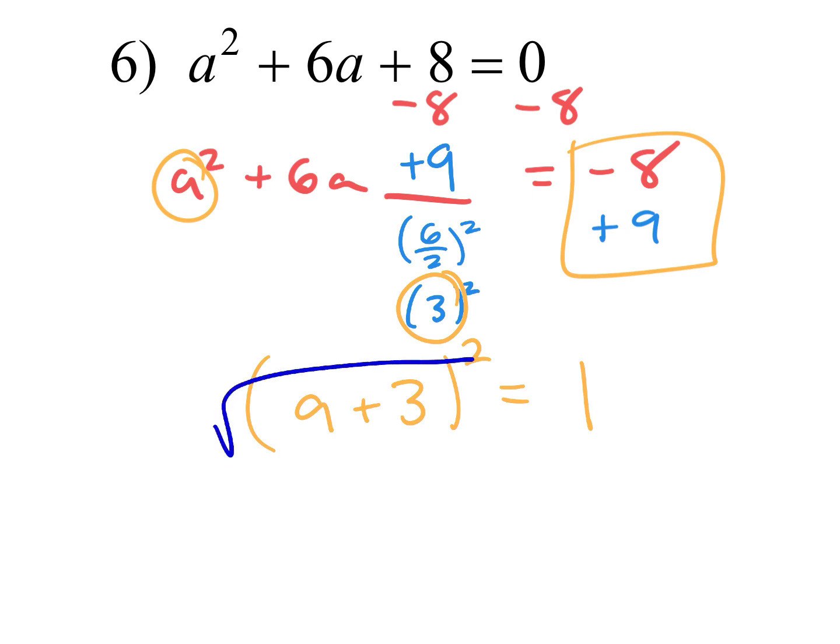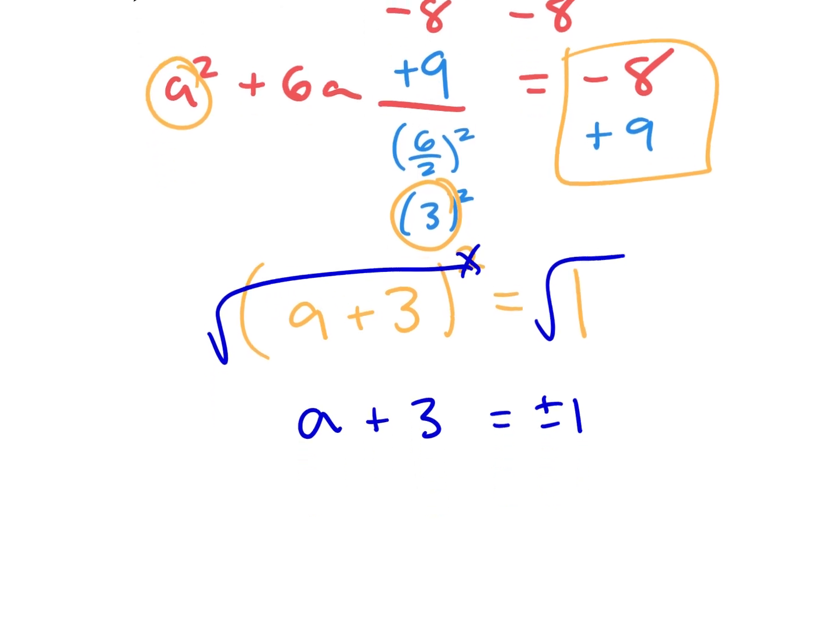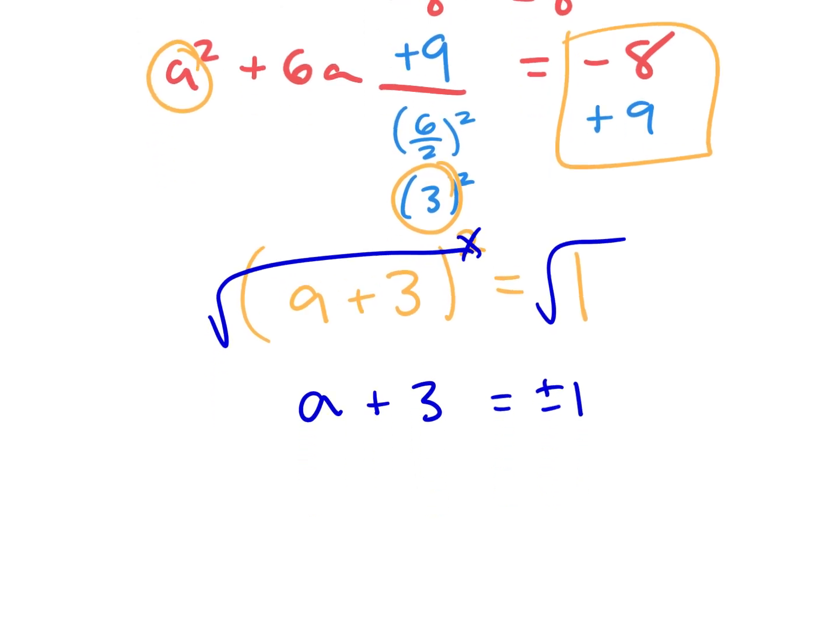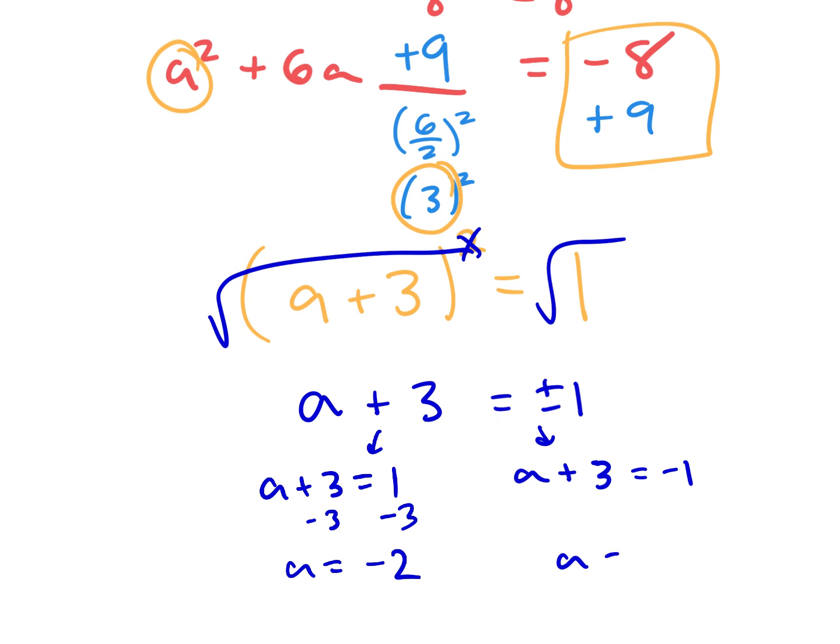Square root both sides. So it'll be a plus 3 is equal to plus or minus 1. And then what's next? Separate them. So a plus 3 is equal to 1. A plus 3 is equal to negative 1. Then what? Subtract 3. So a is equal to negative 2, and a is equal to negative 4.